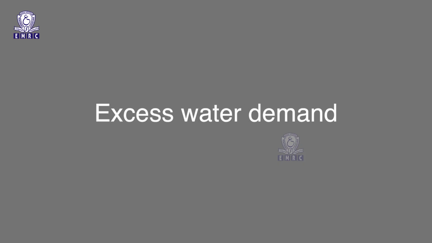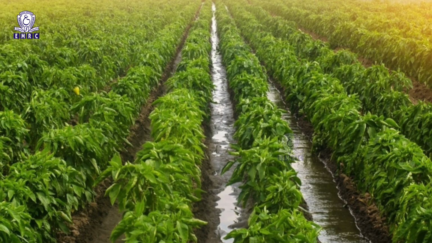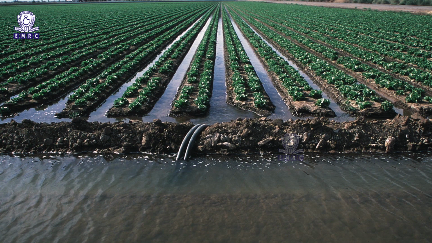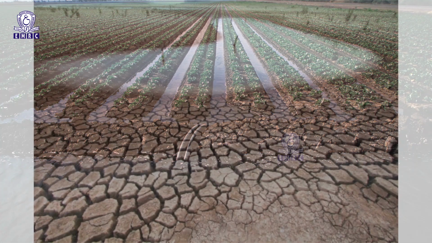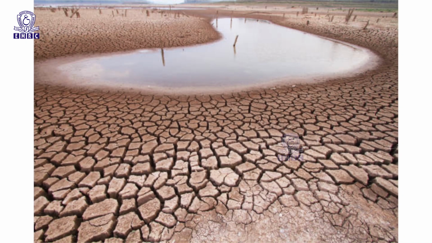The excess water demand. Drought often reflects an imbalance in water supply and demand. Regional population booms and intensive agricultural water use can put a strain on water resources, even tipping the scale enough to make the threat of a drought a reality.